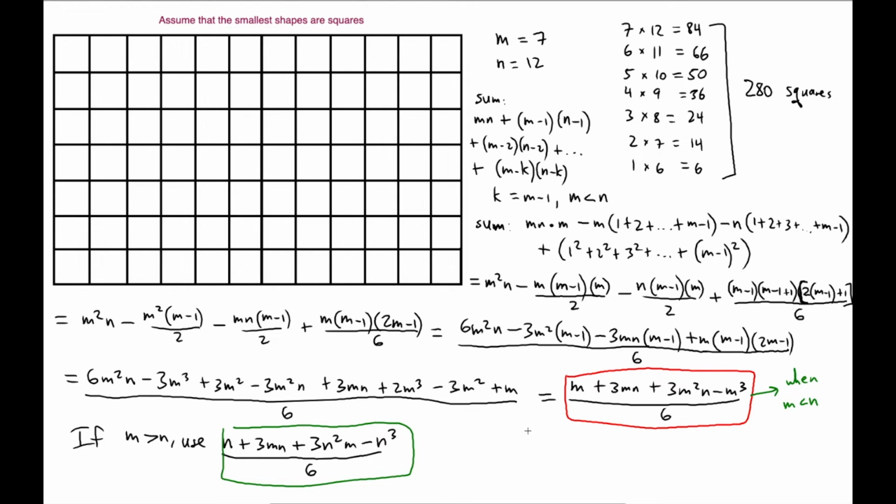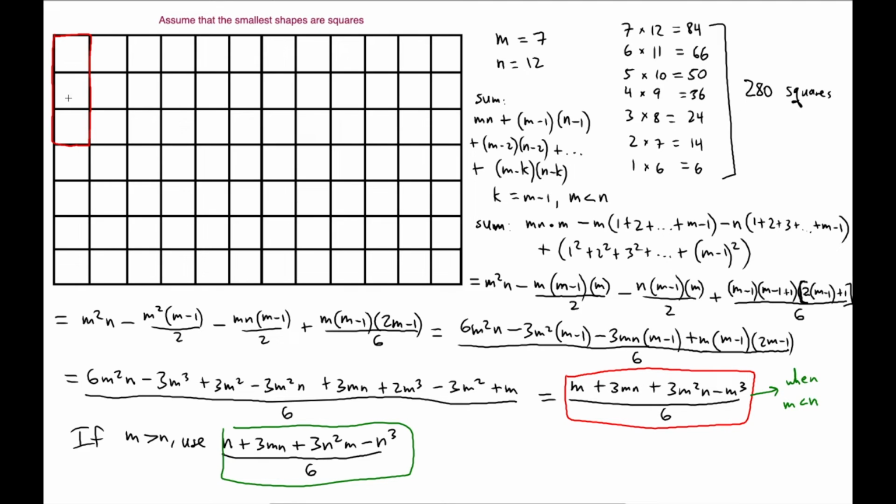Now here's where you've got to be careful. For example, if you were to use the formula that we've derived whenever m is greater than n, you will get a wrong answer. Basically, when the number of rows exceeds the number of columns, if you're trying to test this shape and you're using this formula to test it, you will get a wrong answer.